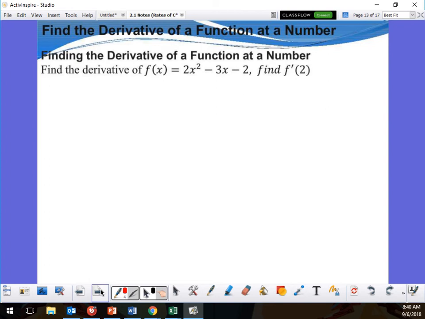Is the answer going to be 5? I don't know, maybe. So, the power rule: you take your exponent and you multiply it by the number in front. So, f prime of x, the power rule: take this number, multiply by the front, that's going to give you 4, and then you subtract 1 from your exponent. To the 1, right?